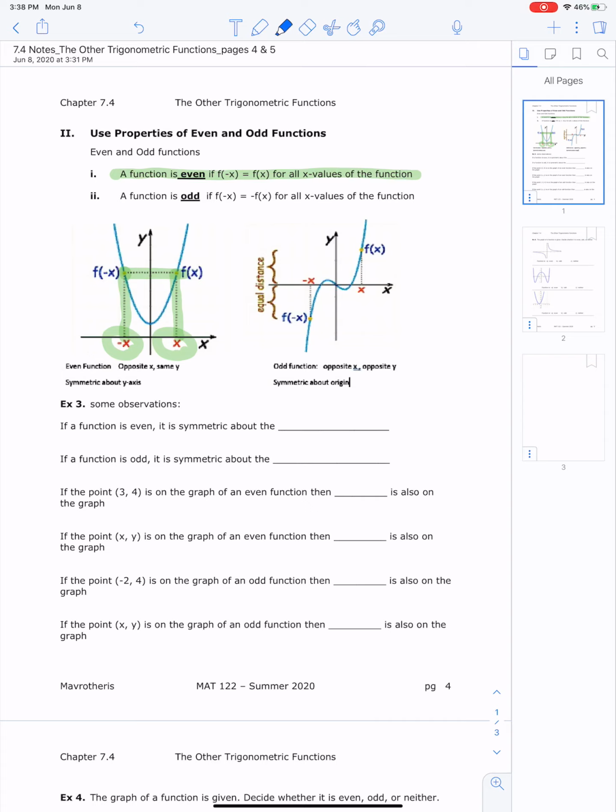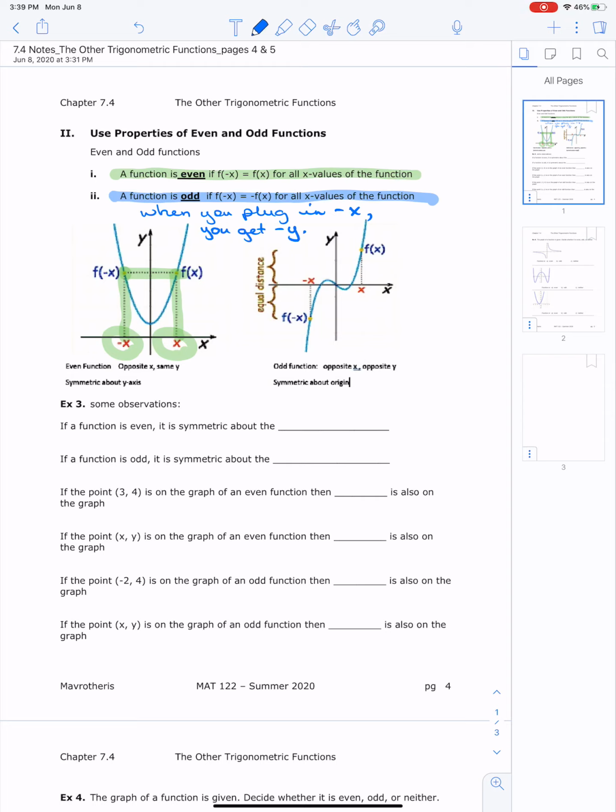When we're talking about an odd function, a function is odd if f of negative x equals negative f of x. Basically means when you plug in negative x, you get negative y. Okay, what that's going to look like is what we call symmetric about the origin.